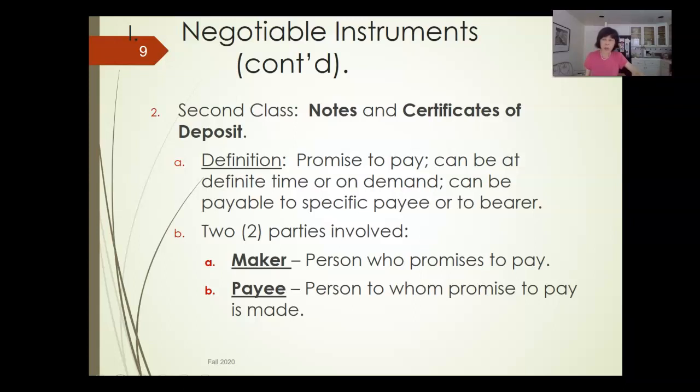Certificate of deposit, which you might be familiar with: you take your funds to the bank and deposit them there. The bank creates what's called a certificate of deposit, which is a promise to pay you upon the maturity of your certificate of deposit. So a definition would be very simply a promise to pay, and the payment can be at a definite time or on demand, and it can be payable to a specific payee or to bearer. Bearer meaning whoever is in possession of the instrument. We'll talk more about that when we learn all the specifics of a negotiable instrument.